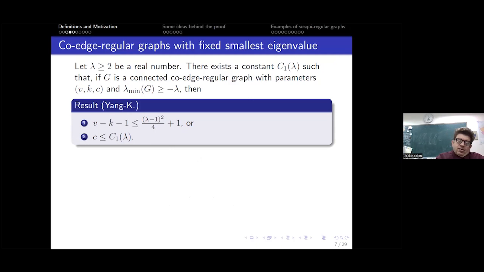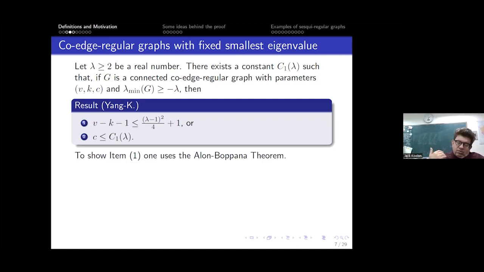So we fix lambda, and then there exists a constant C1 of lambda, such that if G is a connected co-edge regular graph with parameters v, k, c and lambda, the smallest eigenvalue is at least minus lambda, then either phi is very close to k, or c is bounded by the constant C1 of lambda. So either c is bounded, or if it's not bounded, then it's close to k. That's what this says.